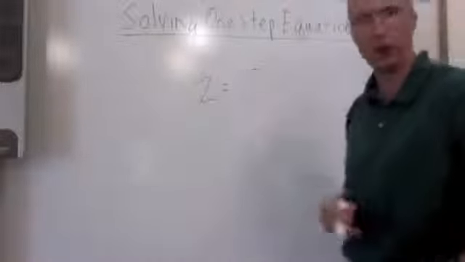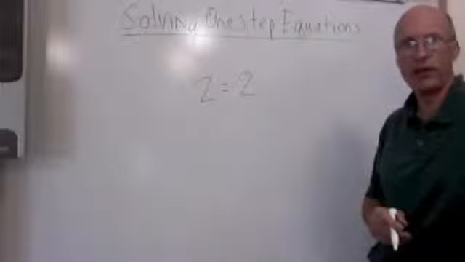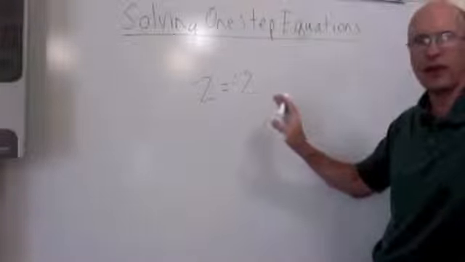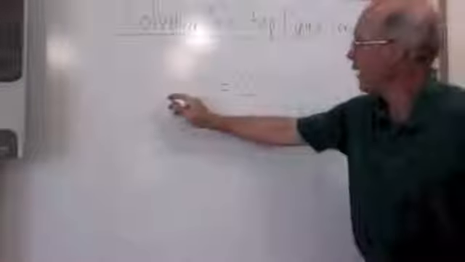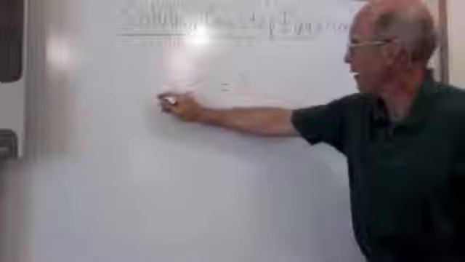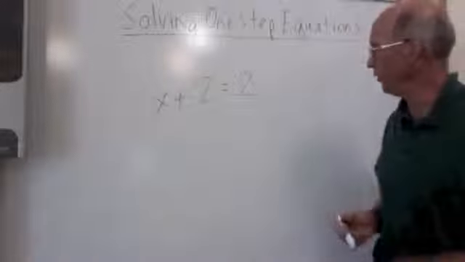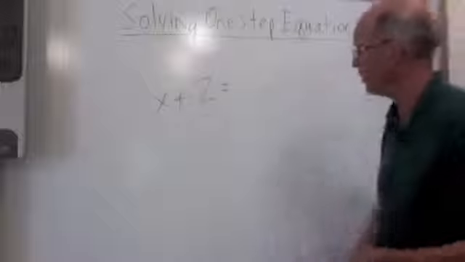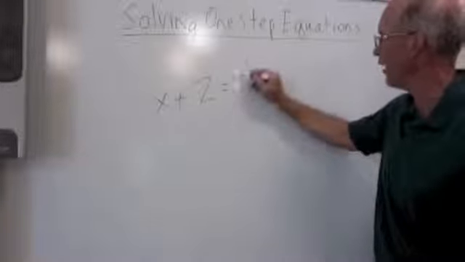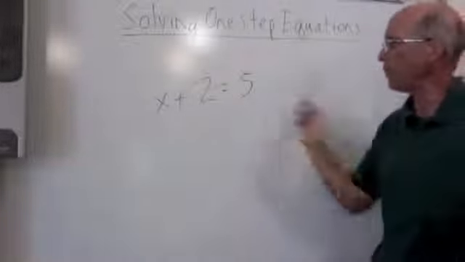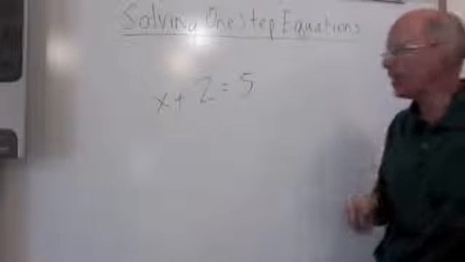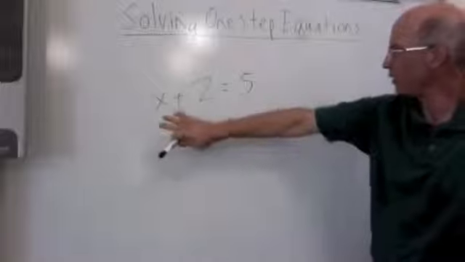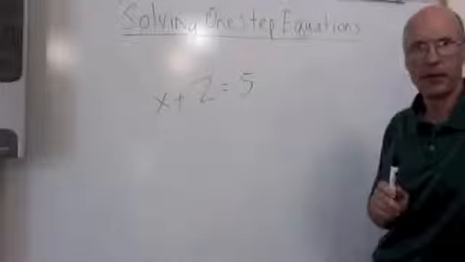2 equals 2. Is it balanced? Yeah, you bet it is. Same thing on both sides. So that's the kind of thing that's going to stay balanced. If I wrote x plus 2, let me change it a little bit. Maybe I'll make this 5. So if I wrote x plus 2 equals 5, if you imagine that little balance or scale again, this side is equal in weight with this side.